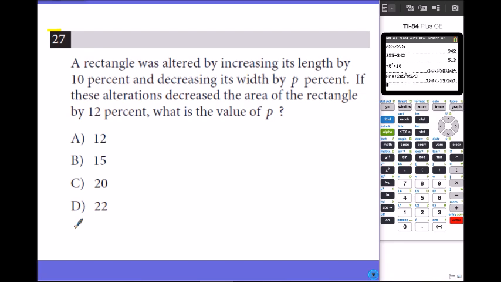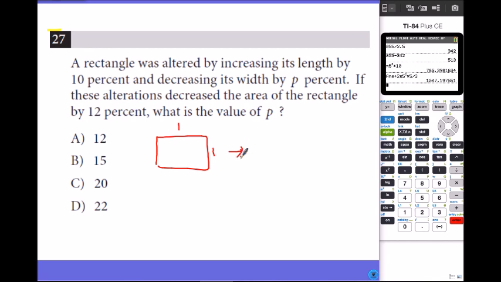27. A rectangle was altered by increasing its length by 10% and decreasing its width by p%. If these alterations decrease the area of the rectangle by 12%, what is the value of p? So for this type of question, it's easier to just use a number. Let's say it was 1 and 1. If it's a square, it's still a rectangle.